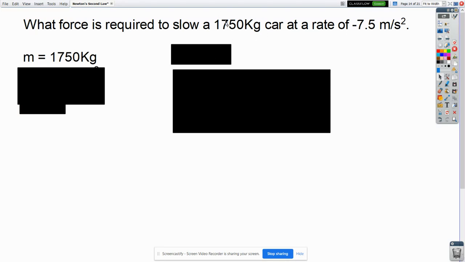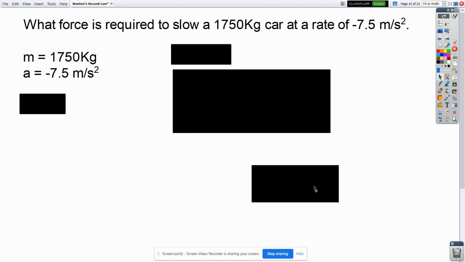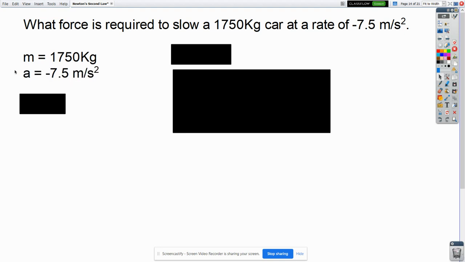The mass is 1,750 kilograms. Kilograms measure mass. It doesn't say anything about this being an acceleration. It does say slow it at a rate, but it's that meters per second squared that's the giveaway that that's an acceleration. And negative just means it's to the left or opposite of the direction that the car is actually moving. We're looking for the force. Again, only one equation to work with that involves force for right now, F equals m times A.